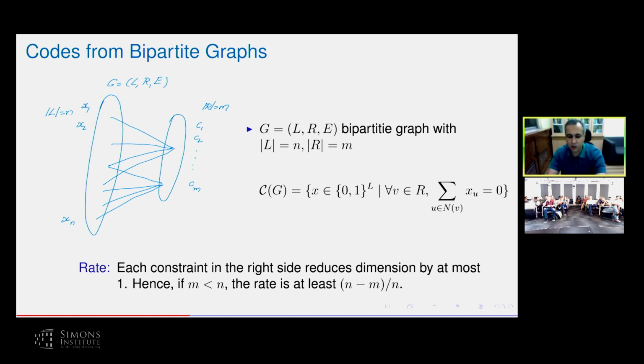So far rate is good, but what about distance? If this graph has an imbalance where the number of constraints is far smaller than the number of bits, then we have rate. What about distance? Are there more properties of this graph that will ensure distance of this particular code? If this bipartite graph was actually an expanding graph, expanding from the left-hand side, an extremely well expanding graph, then one can actually guarantee distance.